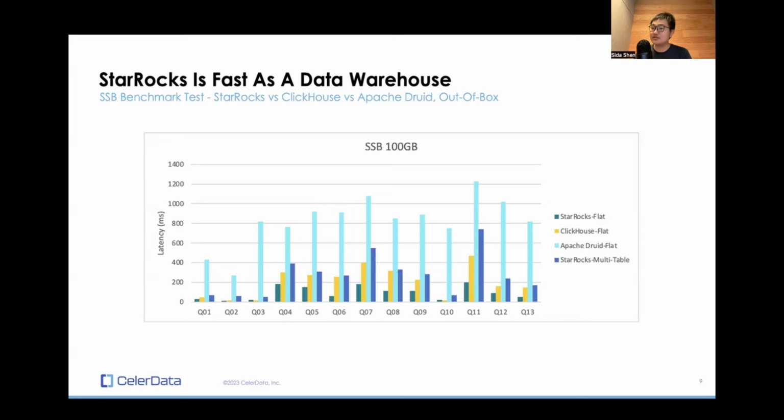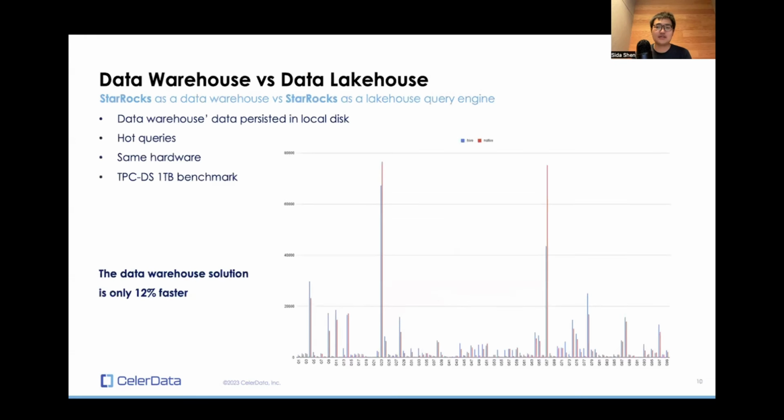And the thing here is StarRocks multi-table performance is actually faster than Apache Druid single table performance, almost as fast as ClickHouse single table performance. It says a lot because join is probably one of the most expensive things you can do with a SQL query script. Now, StarRocks is incredibly fast as a data warehouse.